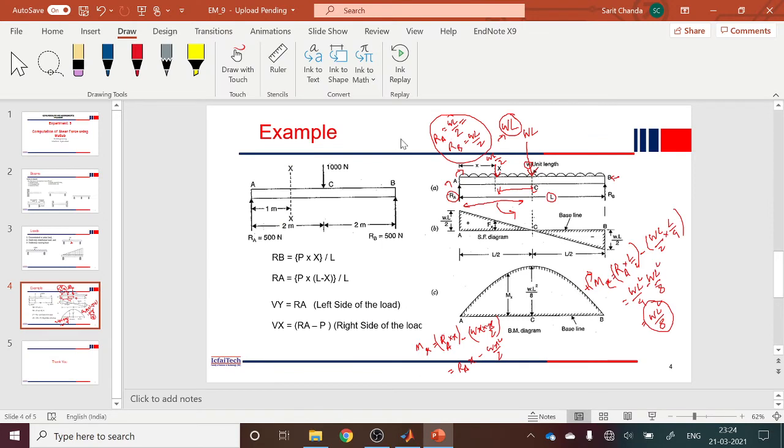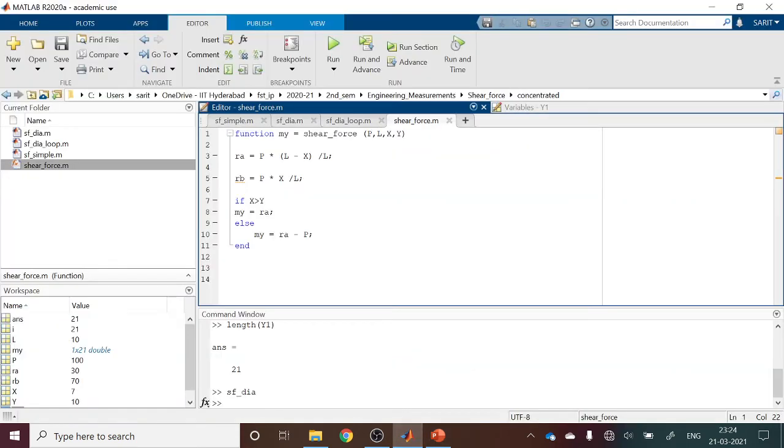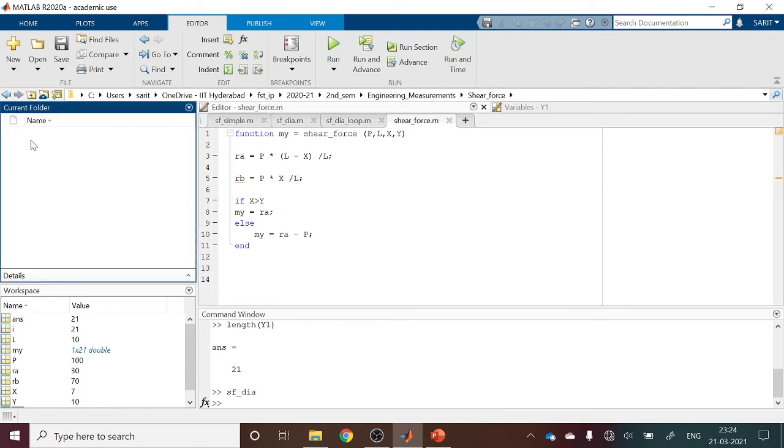So here I am discussing two cases. The first case is this one, and the next one is UDL. Whatever I have shown here is for the concentrated case. Whatever the loading, if it is a concentrated load, then we can use this formula and this script. Now let's check it for the UDL part.